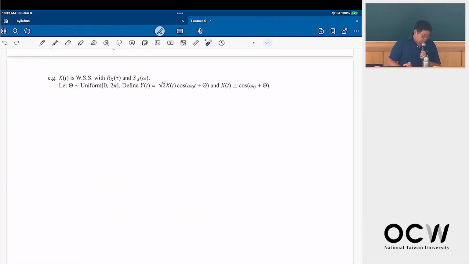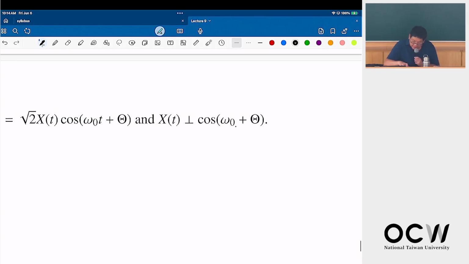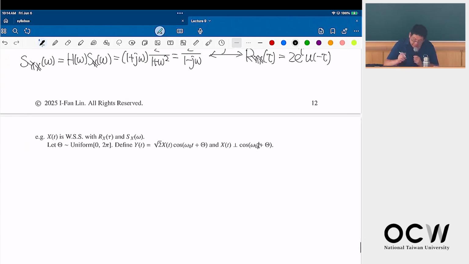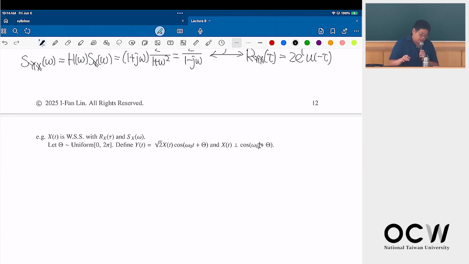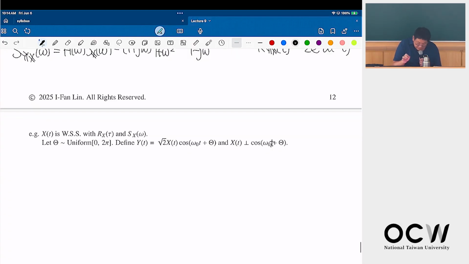X is wide-sense stationary, and we have the autocorrelation and the power spectrum. And we have the theta, that's the random variable, and x and y, the relationships here. And x, this random process, is independent of the cosine, cosine omega naught t plus theta. These two random processes are independent. So I want to find first the autocorrelation of y.